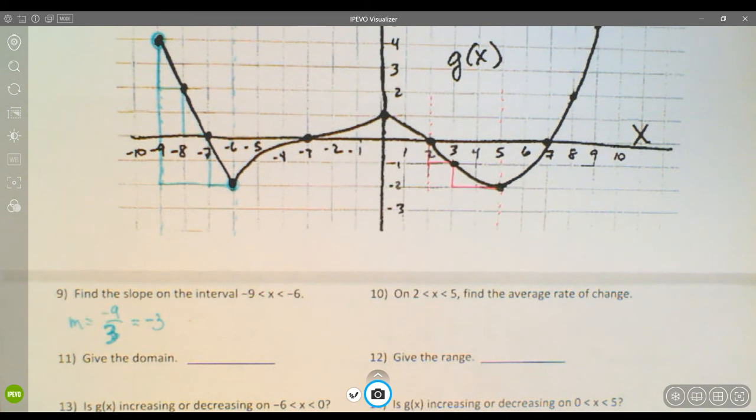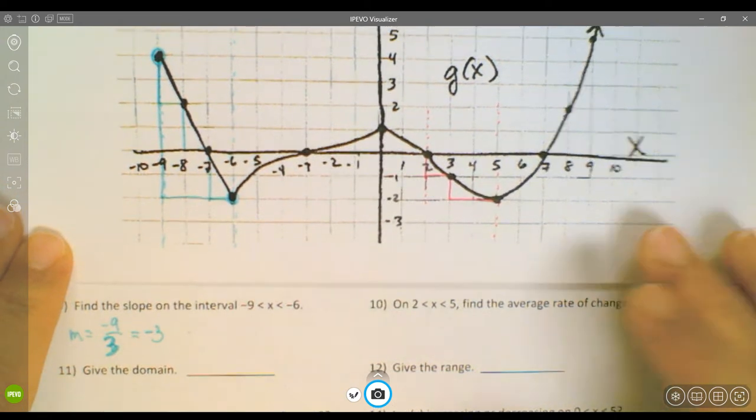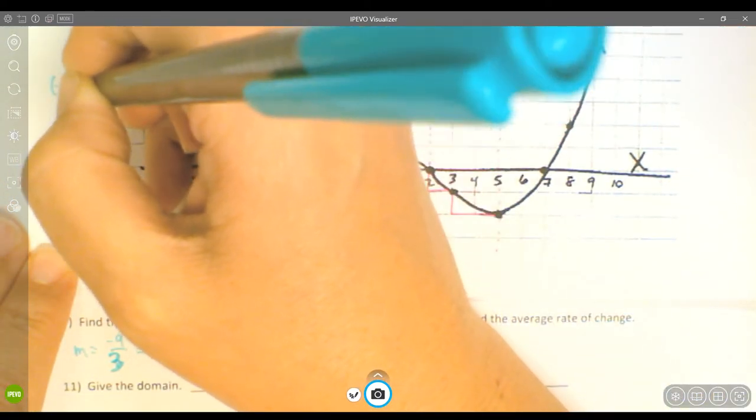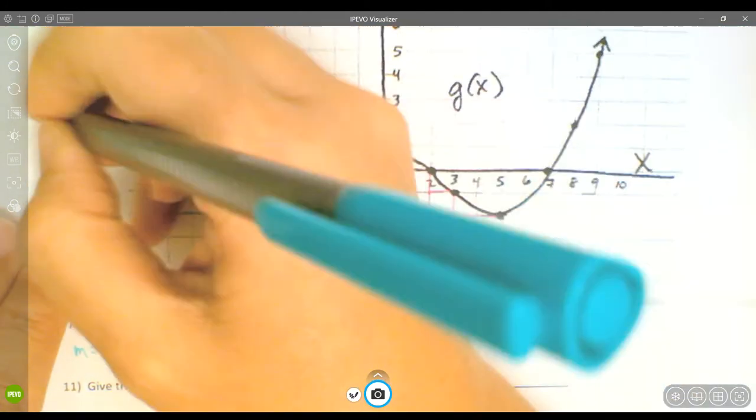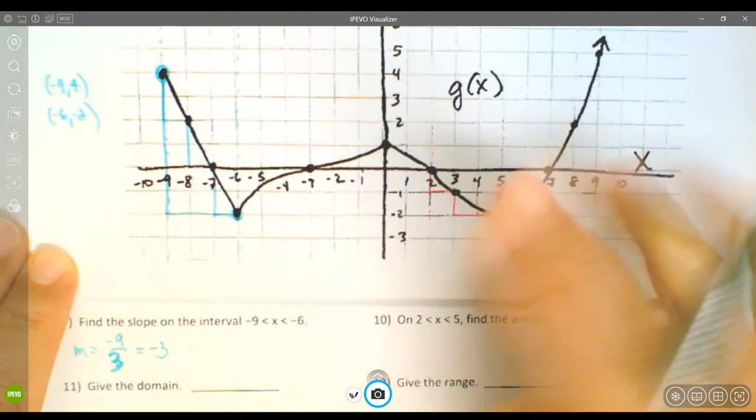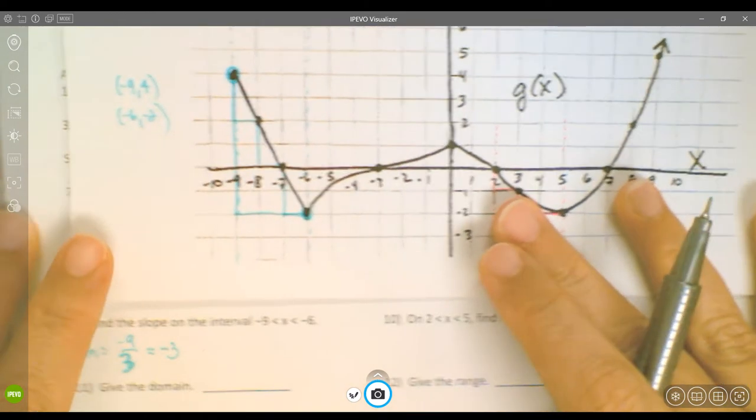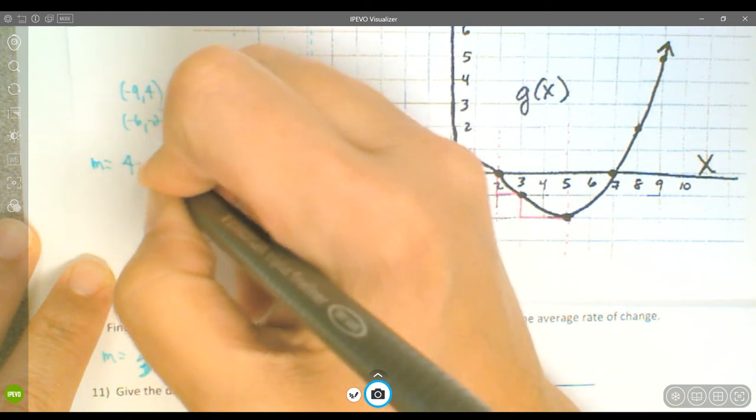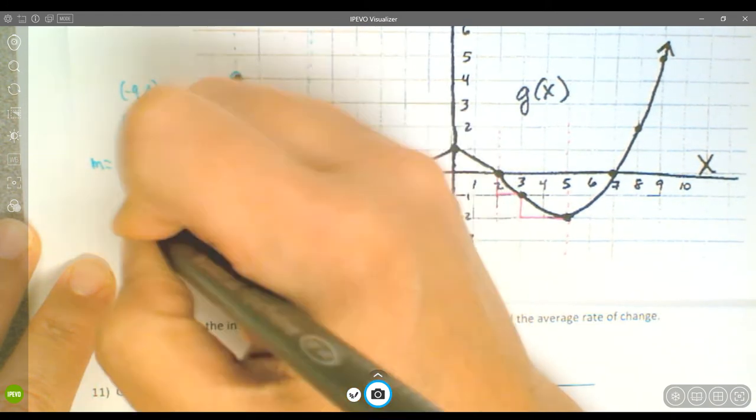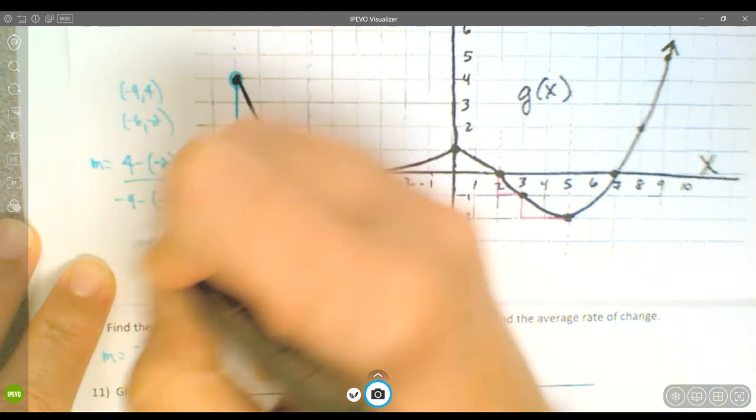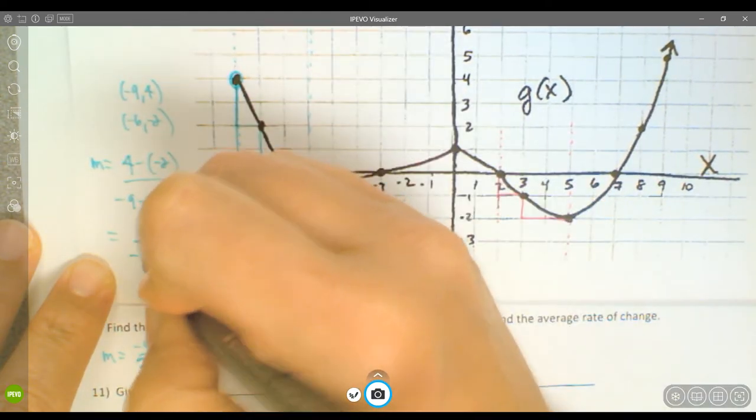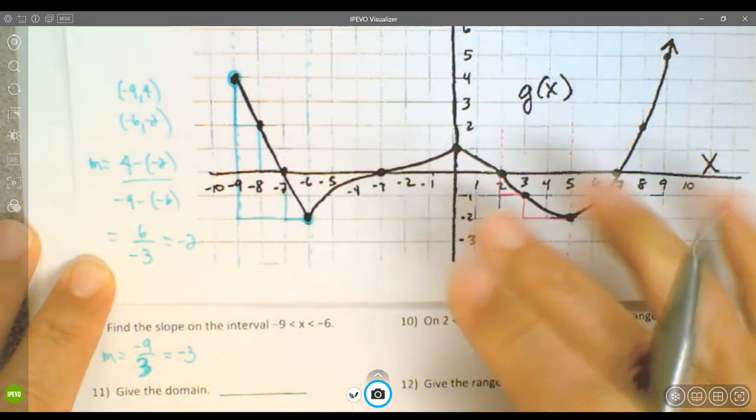Robodeer, that's great and all, but what if I need the slope formula? Well, let's look at the slope formula then. The slope formula takes the ordered pair -9, 4 to -6, -2. So my slope equals the difference in the y's divided by the difference in the x's, and I get 6 divided by -3, which is -2.